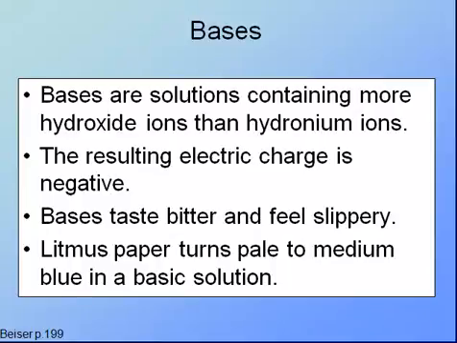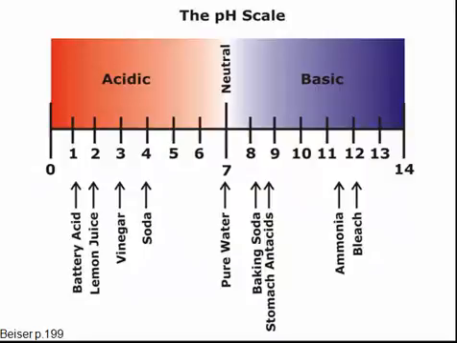Litmus paper, or pH paper more properly, turns either pale or medium blue in a basic solution, depending on how basic it is. So it's a scale. It's a gradient from very acidic to very basic. And the scale that we use is called the pH scale. You can see here, this is a picture representation of the pH scale. It goes from 0 up to 14, and 7 right in the middle is neutral. So perfectly pure water is neutral. It's not an acid, it's not a base, perfectly safe, everything.